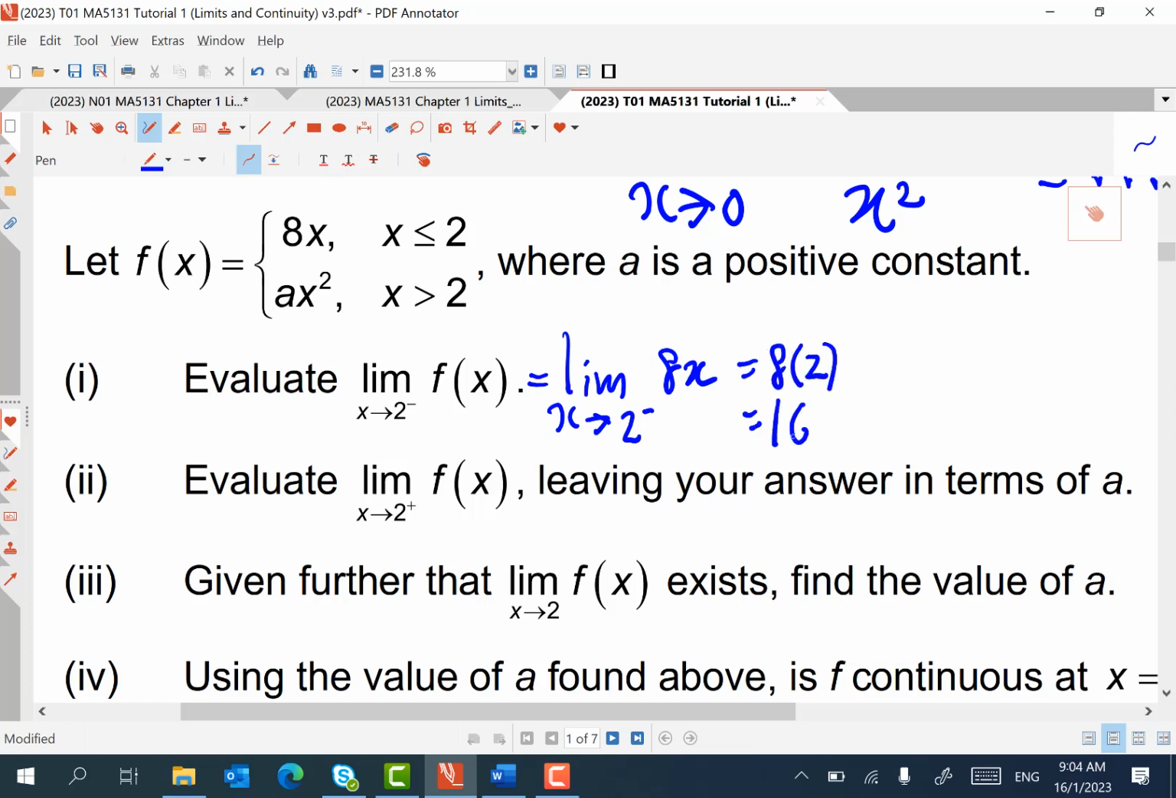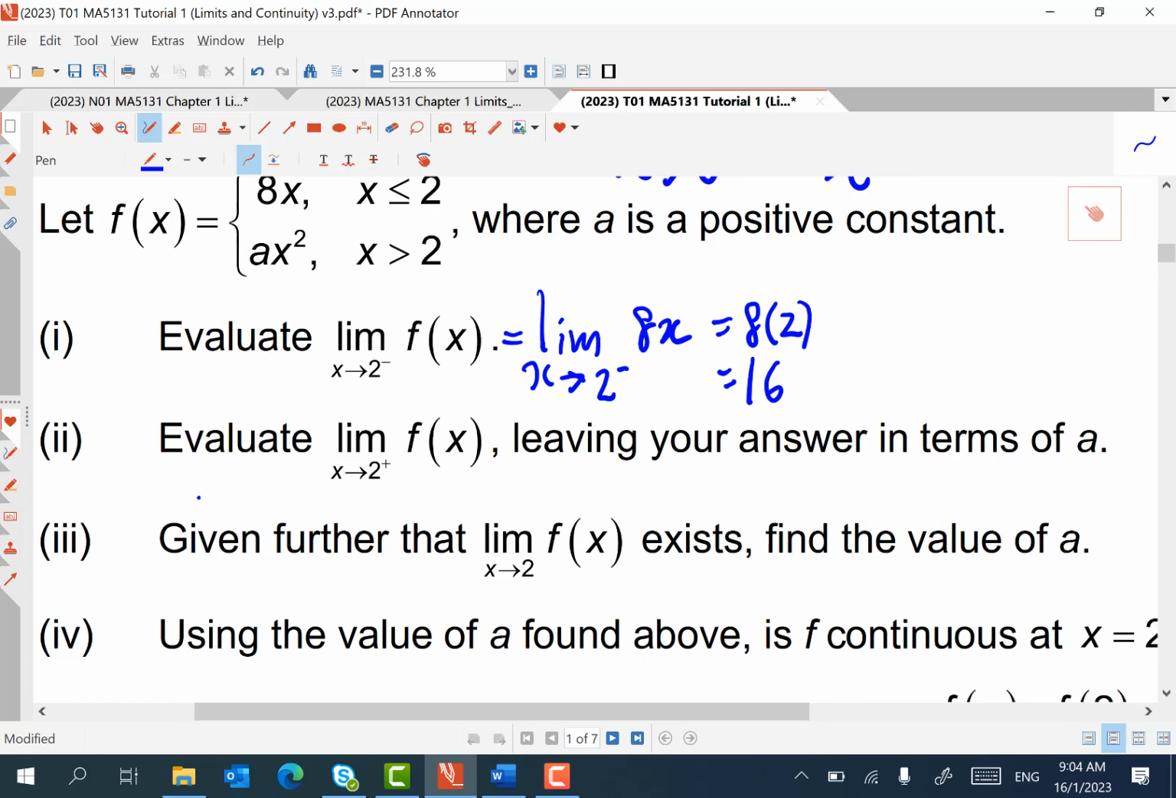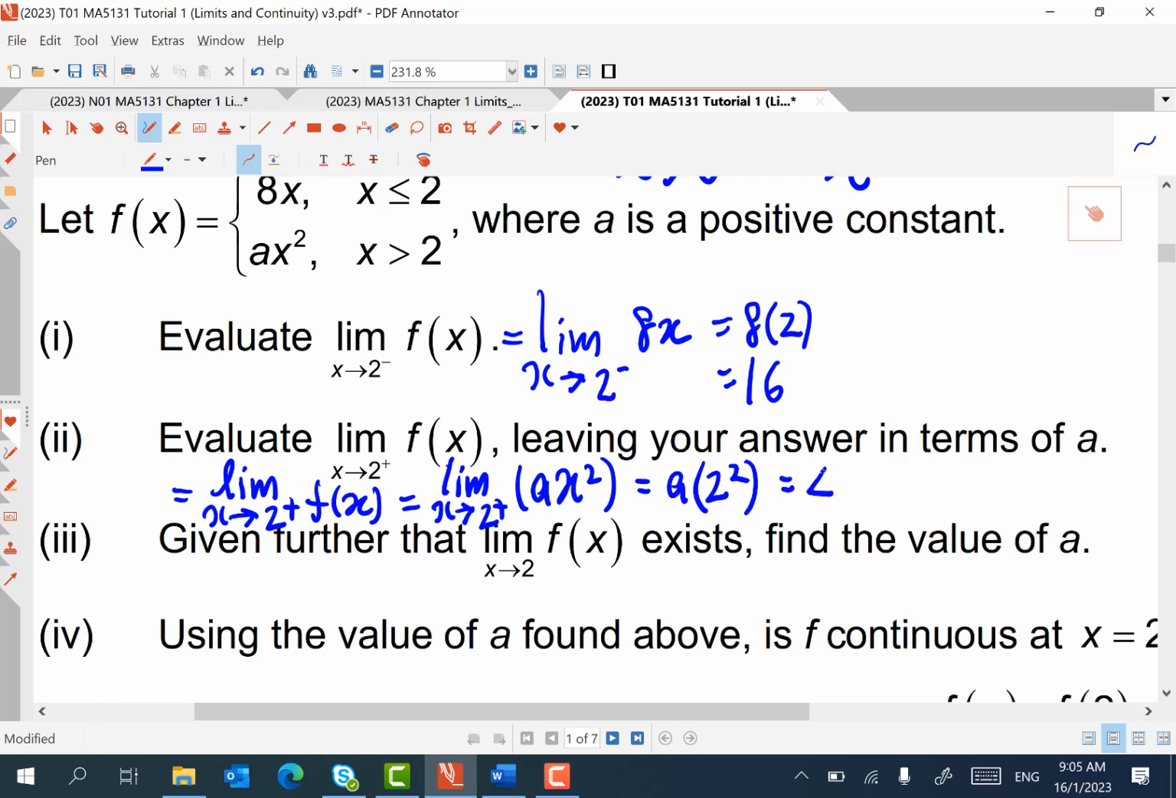And of course, you say, Mr. Lim, too much writing. It's true, right? For beginners, we want to be good. Likewise, for part 2, you want to write it like this. This gives you the limit as x goes towards 2 plus, where x is more than 2, of ax squared. So that gives you a times 2 squared, which gives you 4a.